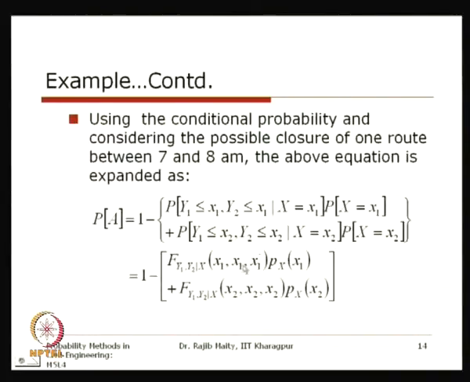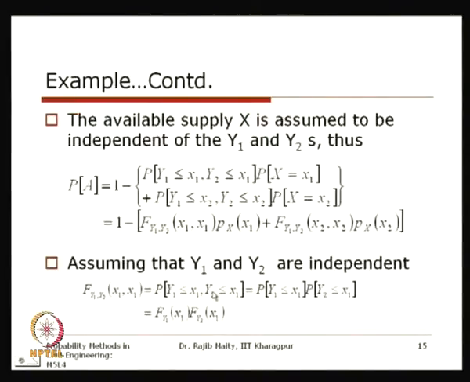So, this is represented through this expression. This cumulative distribution is multiplied by the marginal of x for the value x1, and this cumulative is multiplied by the marginal for the value x equals to x2. So, these two are obtained, and after that, the available supply x is assumed to be independent of y1 and y2.